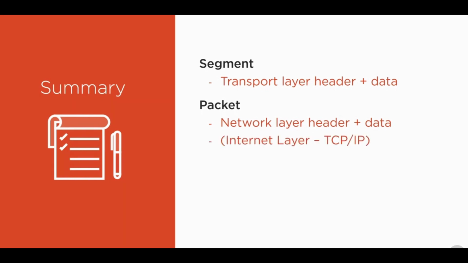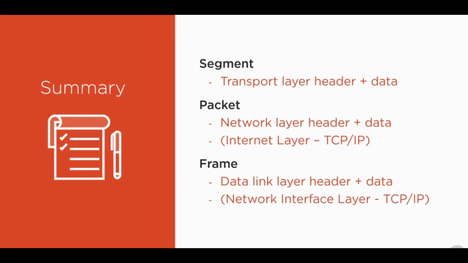Now we also call the network layer the internet layer in the TCP/IP model. So our packet exists at either the network layer in the OSI model or the internet layer in the TCP/IP model. And then we have our frame. The frame is a data link layer header plus some data. The data is usually a packet from the network layer, but it doesn't have to be. It's not always a packet. But a frame is a data link layer header. We can also call this the network interface layer in the TCP/IP model. So frames exist at the data link layer in the OSI model and the network interface layer in the TCP/IP model.